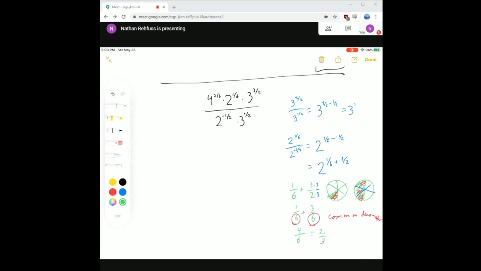So I'm going to rewrite all of this now. I had 4 to the 2/3. We didn't change that. I had 2 to the 1/6 plus 1 half, and we saw that that was 2 to the 2/3. And I have 3 to the 3 halves minus 1 half. That's just a 3. All right.